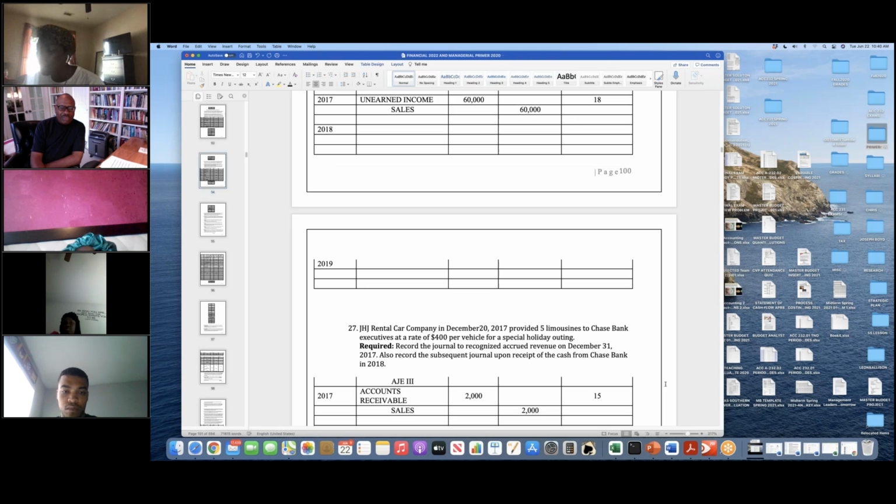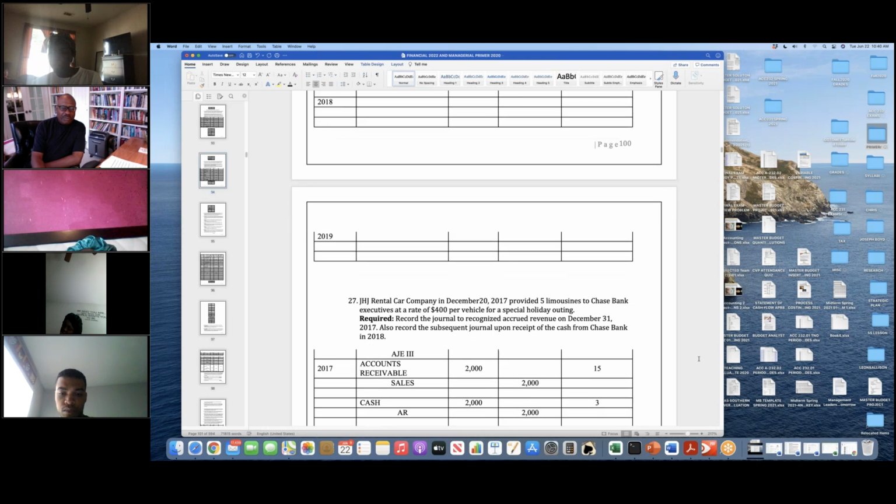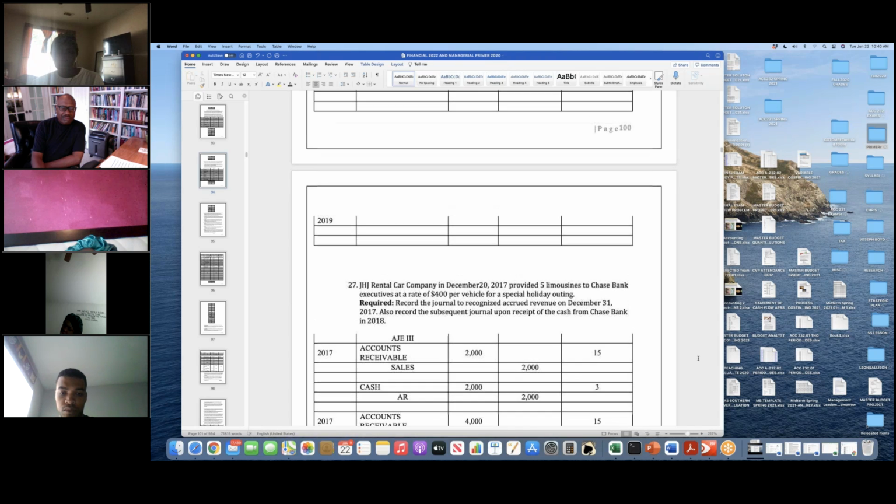For the first one, it's going to be accounts receivable. You're going to type 15. Accounts receivable, you're going to debit 2,000 and credit 2,000 for sales. That's all that's involved. So we've done this one before. Debit accounts receivable and credit sales. And then when they pay us in 2018, what's the entry going to be? Type 3, you're going to debit cash and credit accounts receivable for the same 2,000.